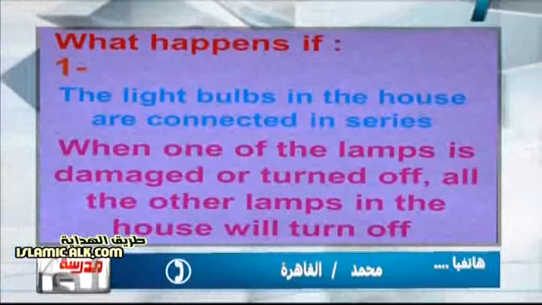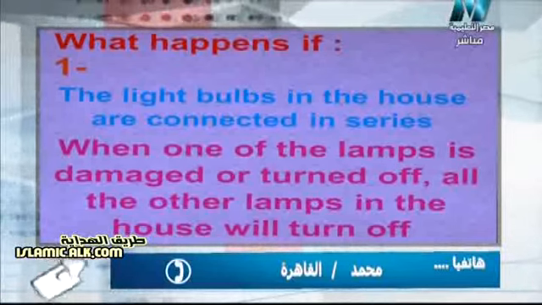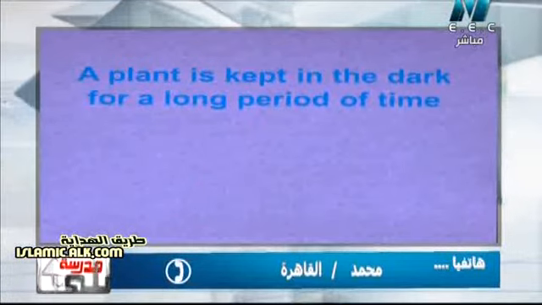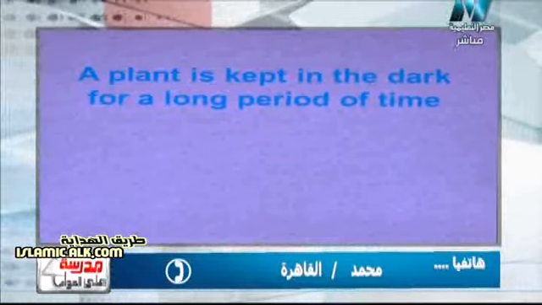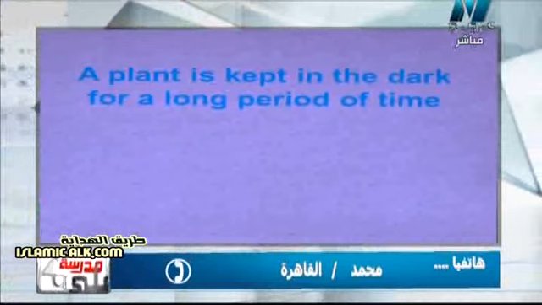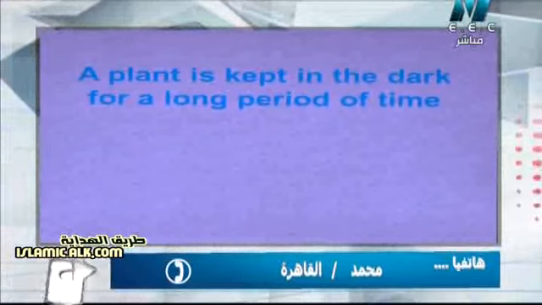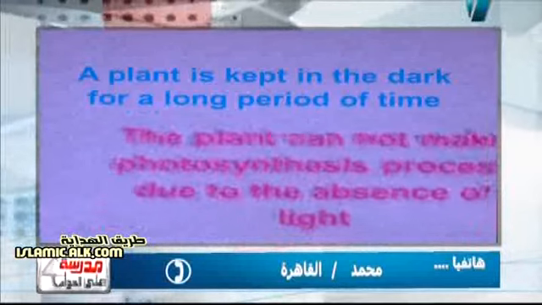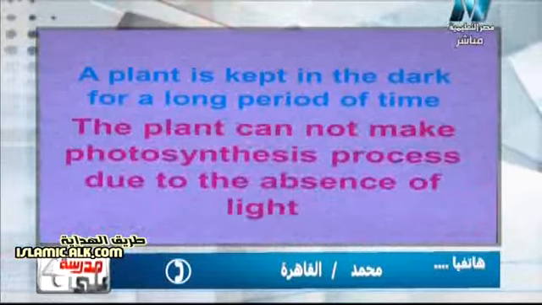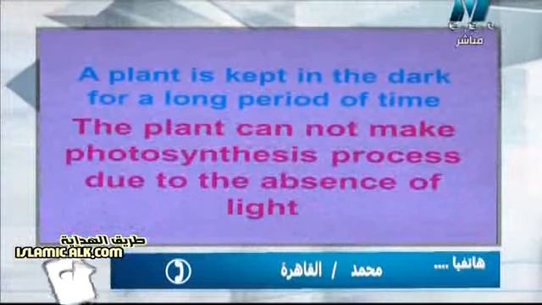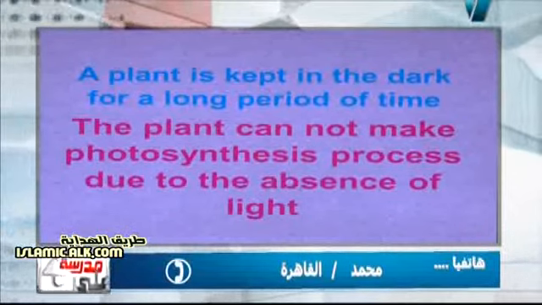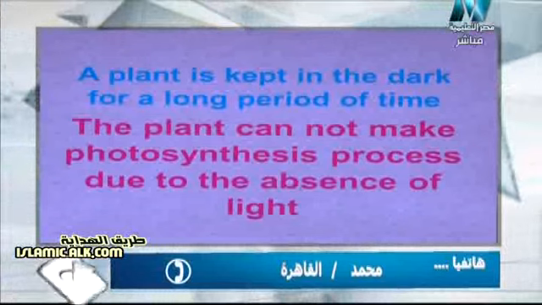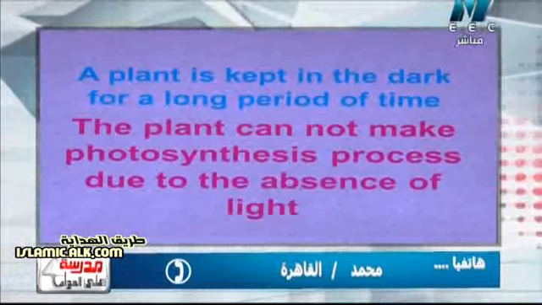Okay. What happens if a plant is kept in the dark for a long period of time? The plant can't do the photosynthesis process? The plant surely cannot do the photosynthesis process due to the absence of light, cannot make its own food, and will die. So surely light is a very necessary factor, the very necessary energy for the plant, because with the light the plant can do the photosynthesis process and make its own food in this very important vital process.